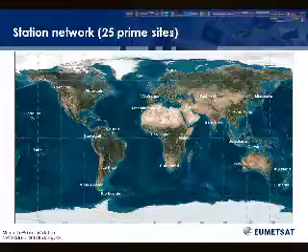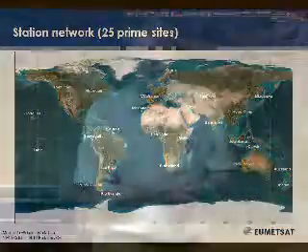This is giving the global distribution of the prime sites, and the color coding gives you the different network providers. And you see we have a very nice distribution, with Tahiti in the middle of the South Pacific, which was crucial to have a complete coverage.